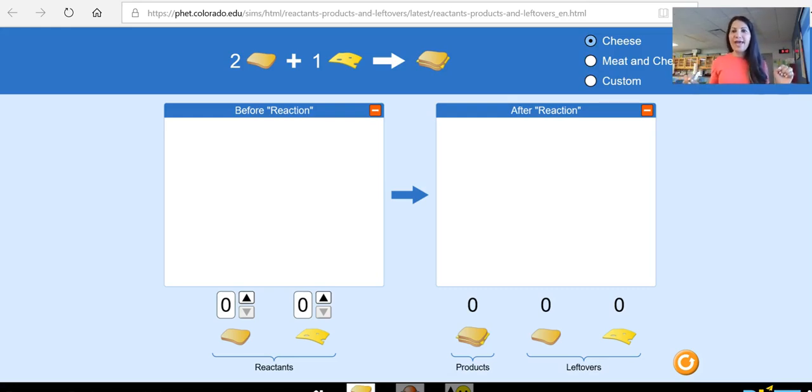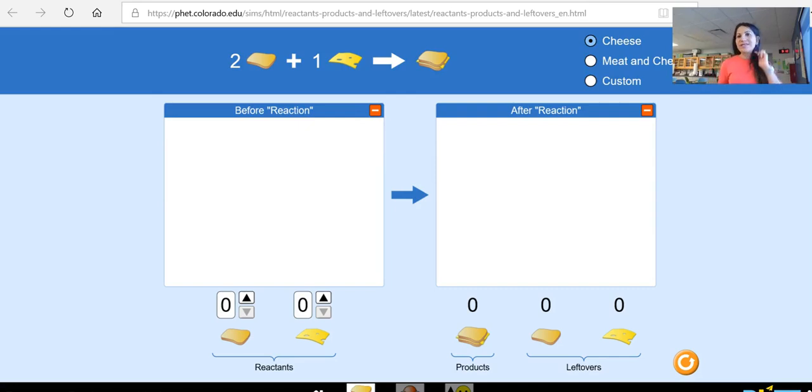Imagine that you want to make as many sandwiches as you possibly can, and you find out that you have 6 pieces of bread. Okay, so picture your 6 pieces of bread and they're ready to go. And then you go to check your cheese and you have 5 pieces of cheese. And so whatever your favorite cheese is.